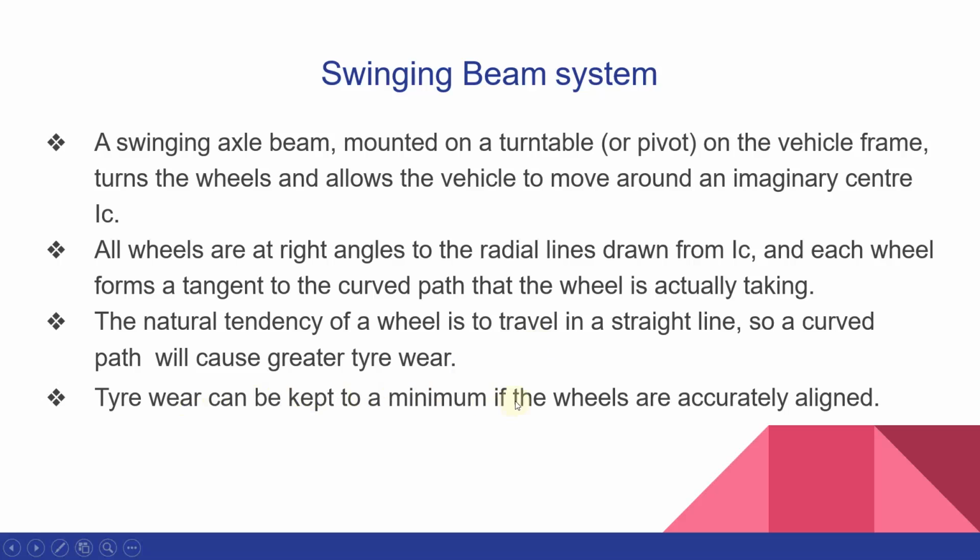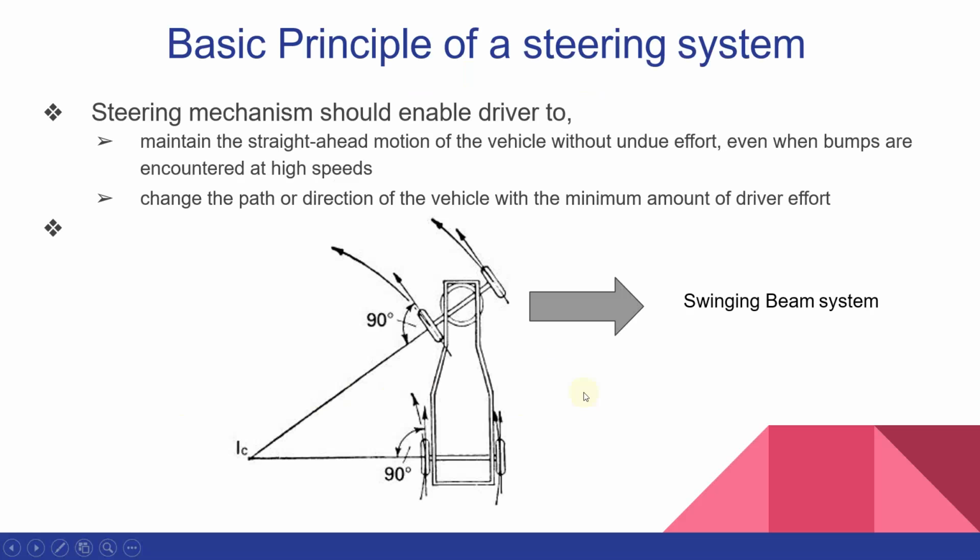Tire wear can be kept to a minimum if the wheels are accurately aligned. If the alignment is proper, then we can minimize the wear and tear of the vehicle. But in this system, chances of slipping are more because both these tires are moving through the same angle, or they are aligned at the same angle. So we can see why the slipping occurs.